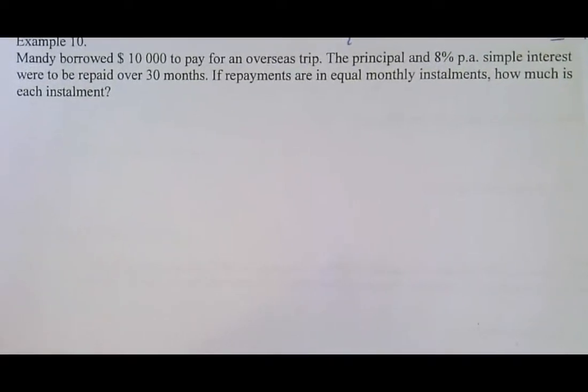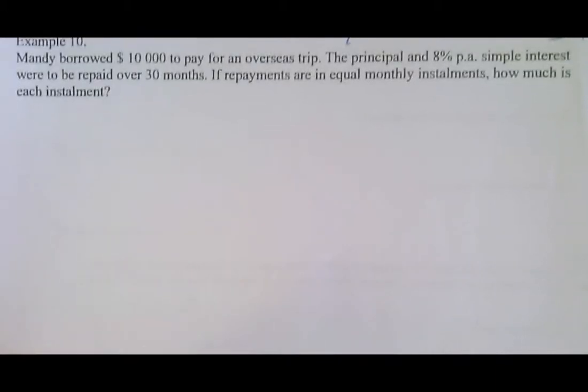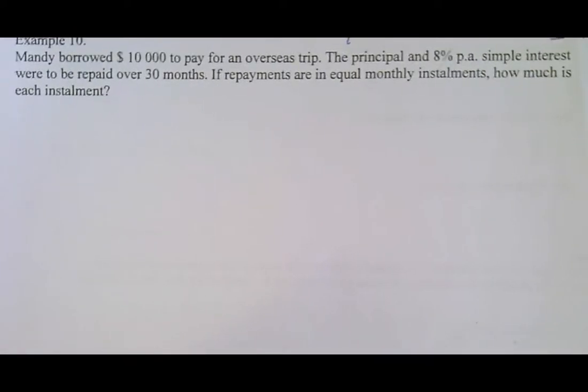Mandy borrowed $10,000 to pay for an overseas trip. The principal and 8% per annum simple interest are going to be repaid over 30 months. So she's going to borrow $10,000. Of course, she's got to pay the $10,000 back plus interest. For all we know, she's probably going to pay back about $15,000 altogether. You can see how much interest they've been paying back, a fair bit, all right? So that's going to be repaid over 30 months, and the repayments will be equal monthly instalments for 30 months.